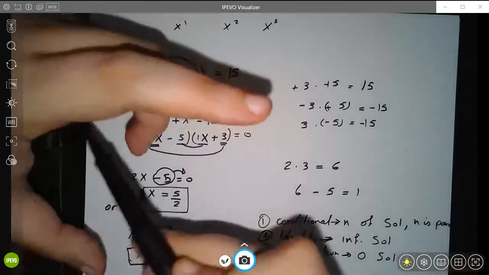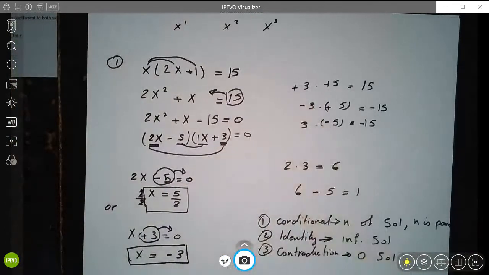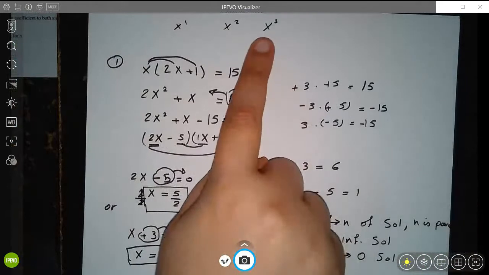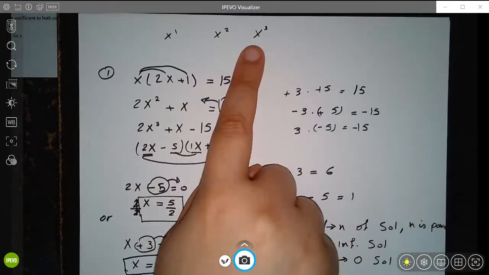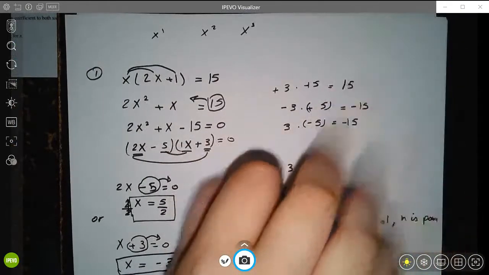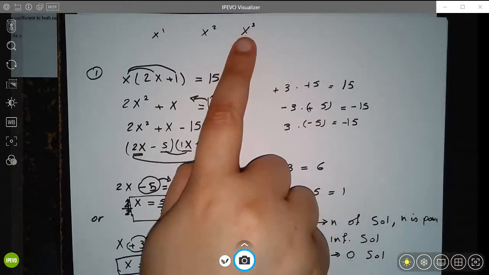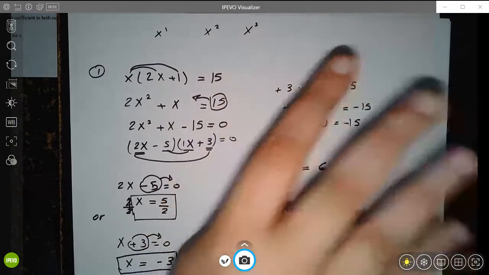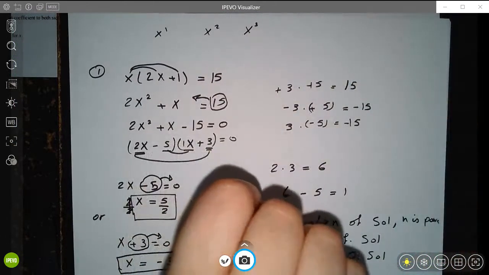If we have a linear, we're going to have 1 solution. If we have a quadratic, we're going to have 2 solutions. If I give you a cubic, how many solutions are you going to have? 3 for the conditional, because you have 3 powers. That means you have 3 x's multiplied together. There are 3 values. If you had x to the 4, it would be 4 answers, and so on and so forth. Does that make sense?